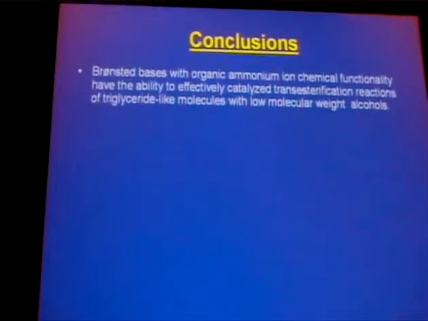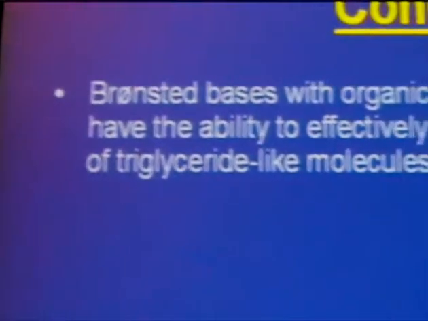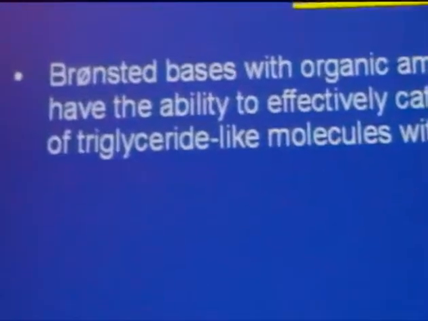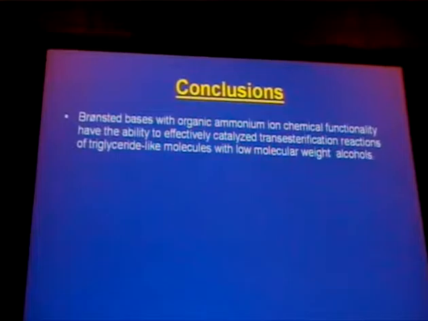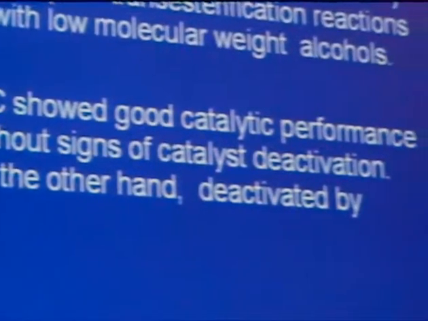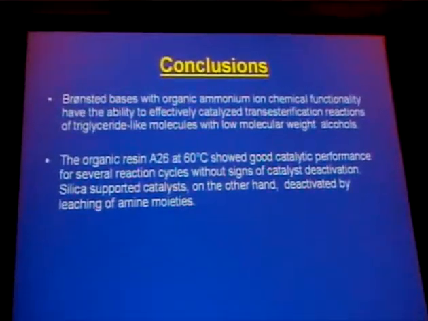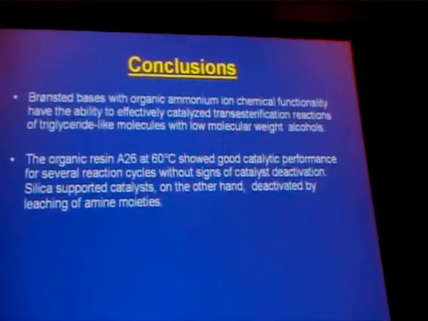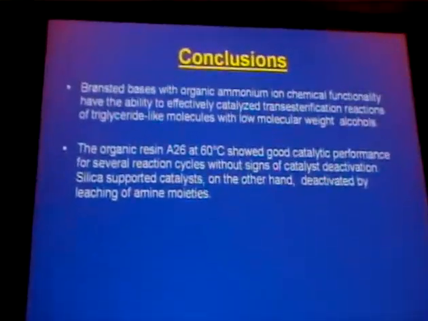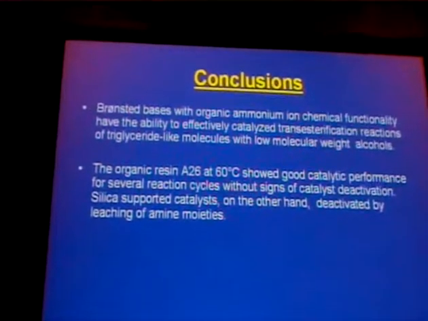In conclusion, we were able to prove that with this chemical functionality, having these Brønsted-type bases, you can have triglyceride transesterification. The A26 material is able to have sustained activity for several reaction cycles. So at 60 Celsius at least, if you use enough catalyst, the activity could be good enough. The silica-based catalyst leaches, so improvements need to be made for that catalyst in order for it to be used.